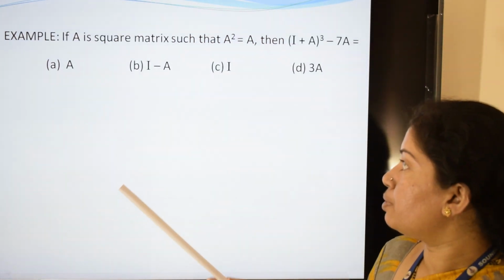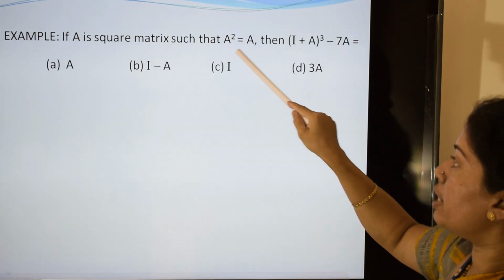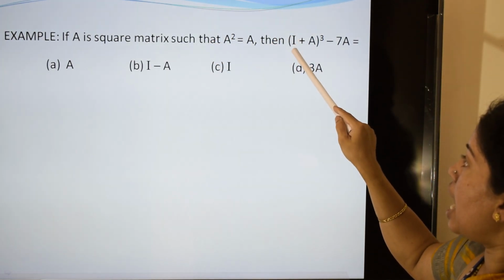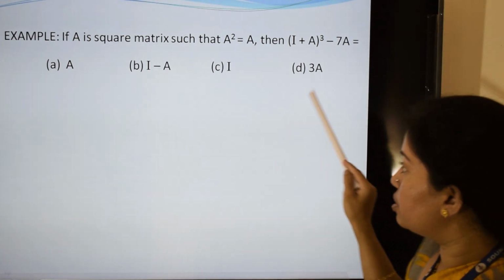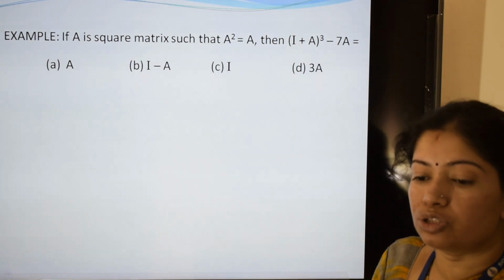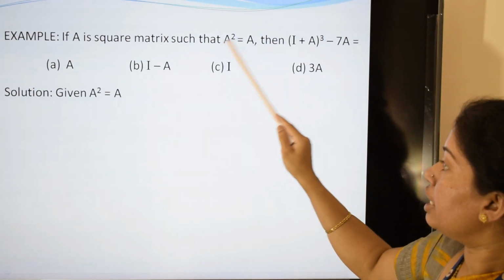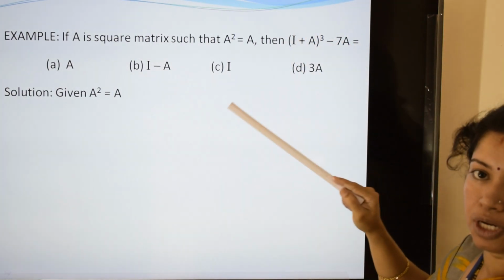Next, move on to second problem. Here, if A is a square matrix such that A square is equal to A, then I plus A whole cube minus 7A is equal to, 4 options given. So we have to solve from what is given. So first let us take what is given. Given A square is equal to A, and you have to find the value of this expression.